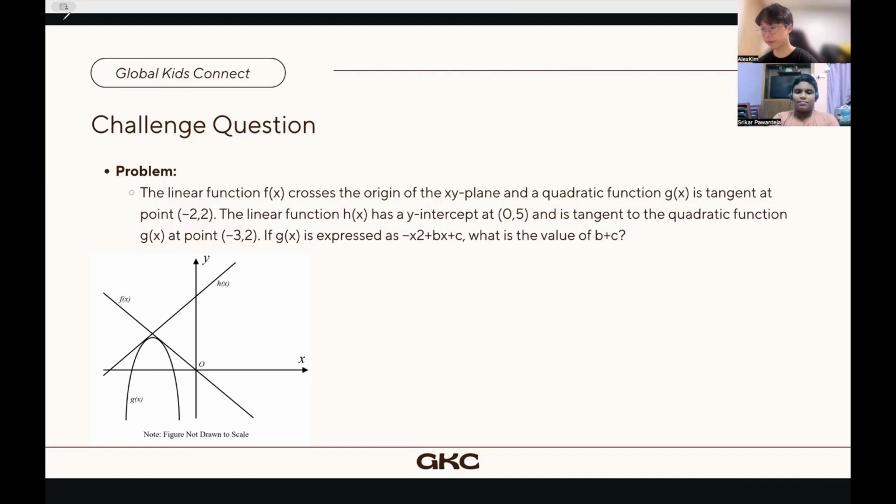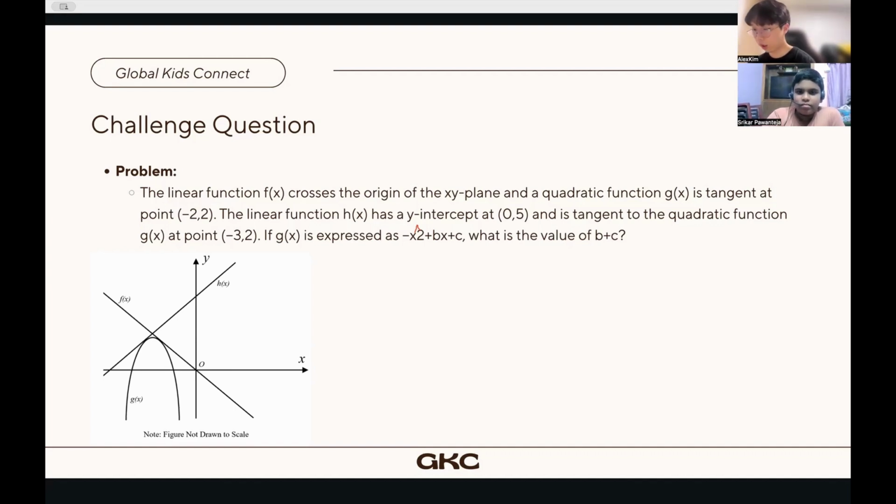Let's read the problem. The linear function f(x) crosses the origin of the xy plane, and a quadratic function g(x) is tangent at the point (-2, 2). The linear function h(x) has a y-intercept at (0, 5) and is tangent to the quadratic function g(x) at point (-3, 2). If g(x) is expressed as, oh, a bit of a formatting error. This 2 is a power of 2. Just remember that. So -x² + bx + c. What is the value of b + c?